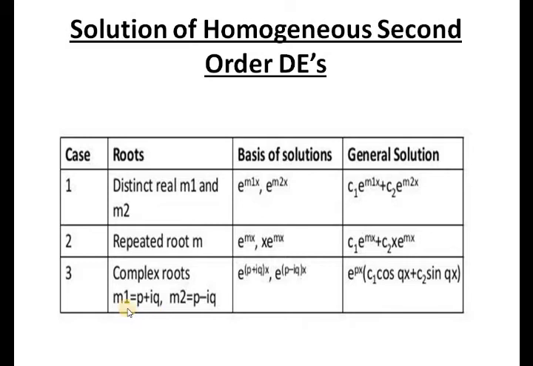Let m1 equal to p plus iq, then m2 will be the conjugate p minus iq. So the basis of the solution becomes e raised to p plus iq into x and e raised to p minus iq into x. The general solution will be e raised to px, where p is the real part, into c1 cos qx plus c2 sin qx, where q is the imaginary part. So based on these three cases, we find the solution of a homogeneous second order differential equation.